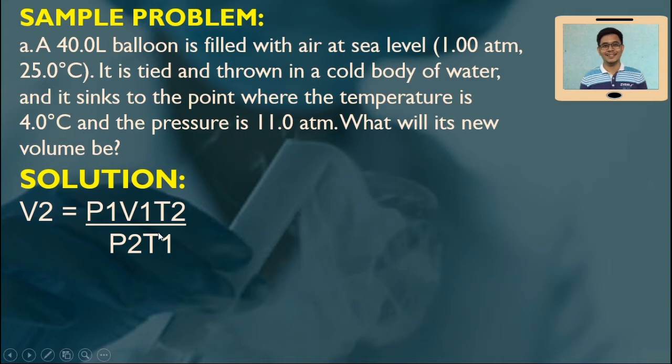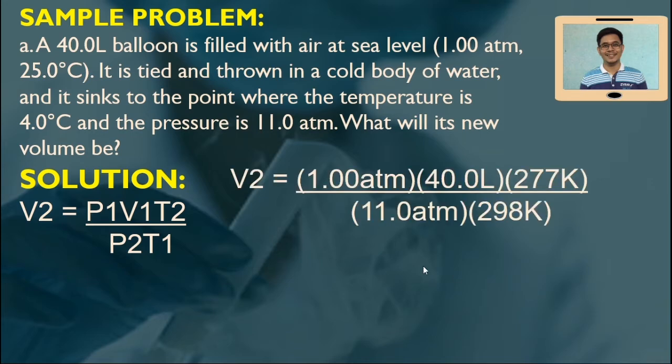So here is our solution. So you're just going to substitute the given values na nilistaw natin kanina doon sa first stage, which is the listing down of our given. So what is our P1? So we have 1 atmosphere. Our V1 is 40.0 liters. Our T2 is 277 Kelvin. Our P2 is 11 atmosphere and our T1 is 298 Kelvin. And then perform the indicated operation.